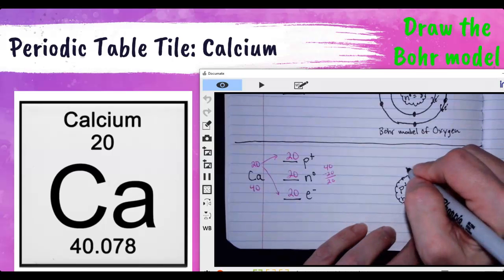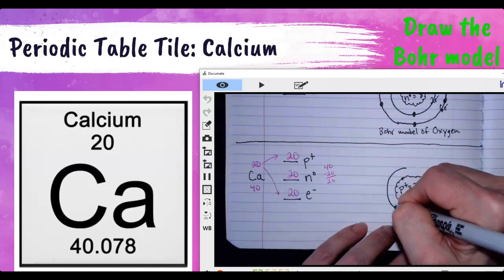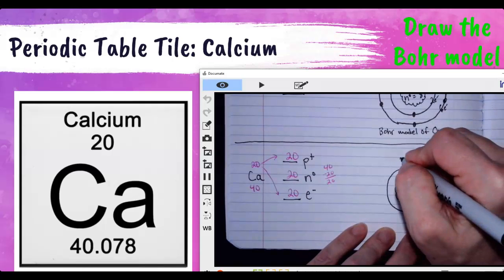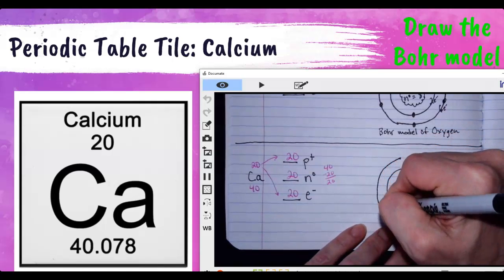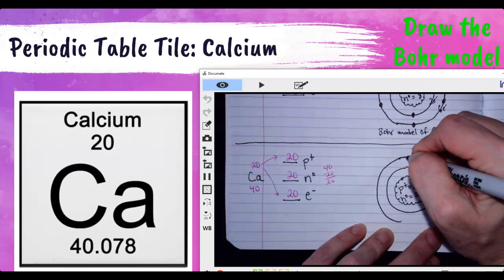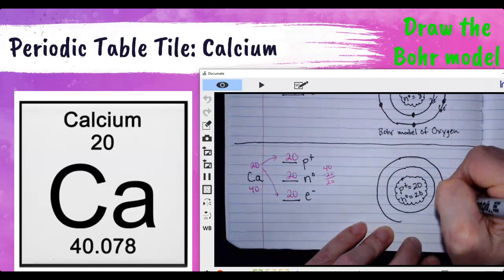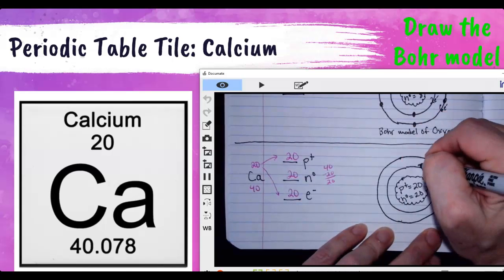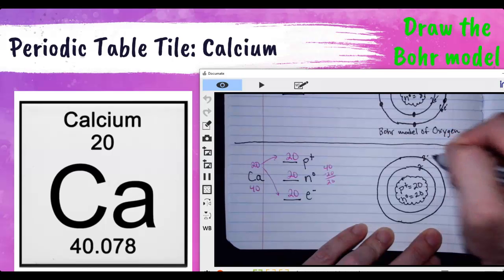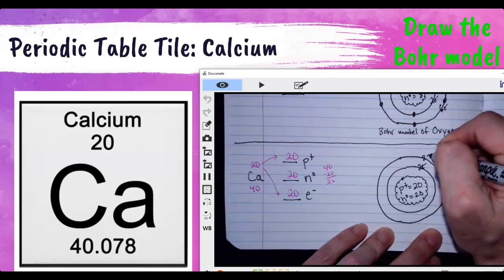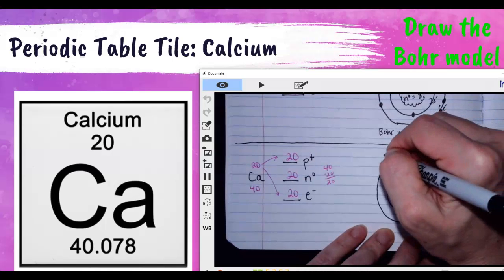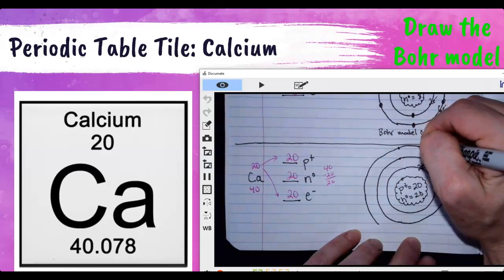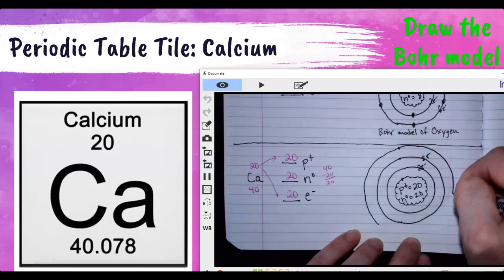All right, we know we can fit 2 of our electrons in the first energy level, and we can fit 8 electrons in the second energy level. So that will bring us to a total of 10. We can have 2 electrons here, and up to 8 electrons here. That means that we need a third energy level, but we don't know how many electrons we can put in that yet.